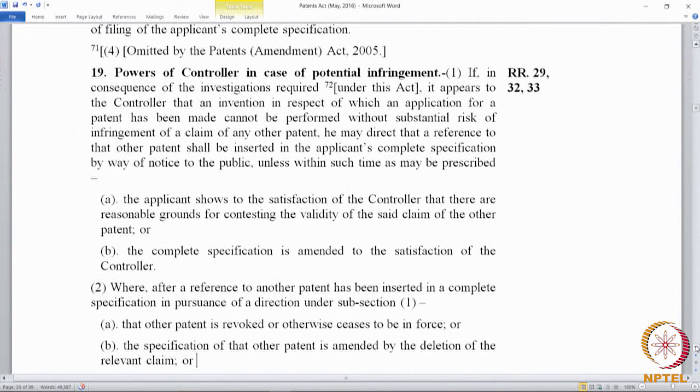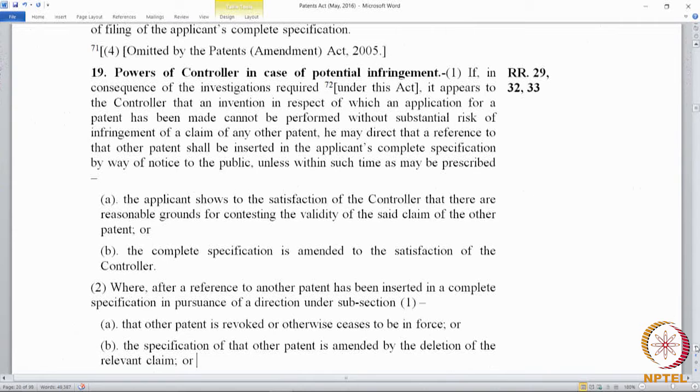So, the risk is of a potential infringement, and the remedy that the controller would do is to insert a reference. Now, to avoid the reference, the applicant can do two things, again A and B. He can either show to the satisfaction of the controller that there are reasonable grounds for contesting the validity of the said claim of the other patent. Now, in anticipation, we saw that you can prove that your priority is earlier in time. Here you do not do that.